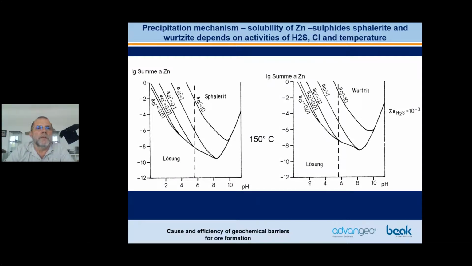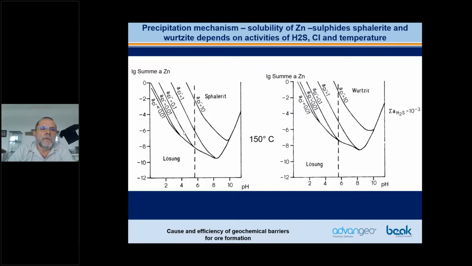Here we have the stability fields of sphalerite and wurtzite. It's also a zinc sulfide, depending on the chlorine activity at 150 degrees. That's the pH. We can see the minimum of the solubility is at pH 7, 8. And we can see how sharply the solubility decreases while the pH increases.